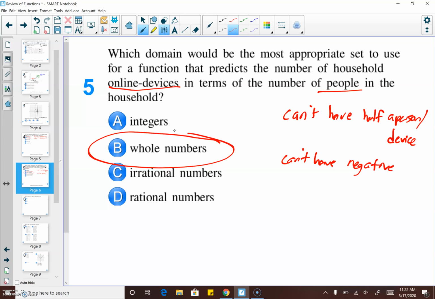The integers are close, but they include the negatives, and the irrationals and the rationals include all of our decimals and fractions. So the only one that is positive with no decimals, no fractions, just whole numbers is going to be choice B.